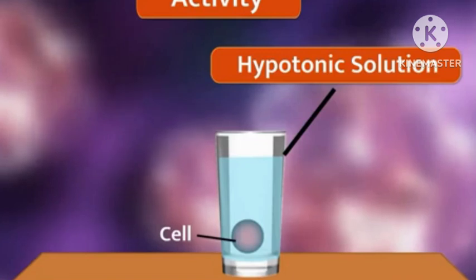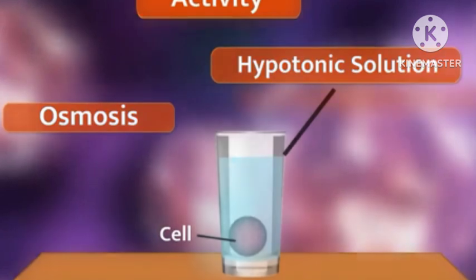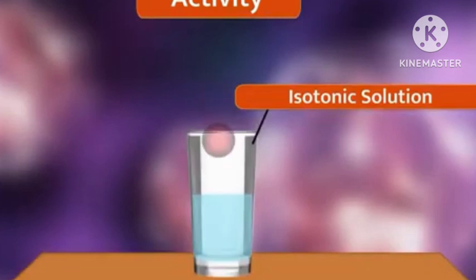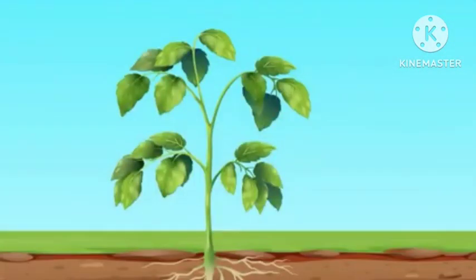Now if I keep it in a hypotonic solution where the concentration of the outer area or the solution is less than that of the cell, then again there will be osmosis and the cell will swell. Now if we take the isotonic solution which has the same concentration as that of the cell, there will be no effect on the size of the cell. Since both have the same concentration, water will not flow anywhere, because osmosis requires a concentration difference.